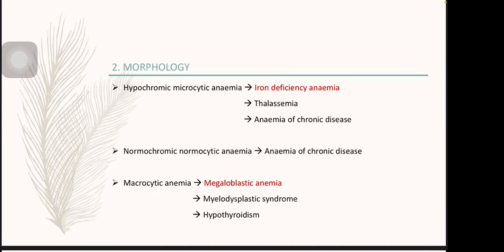So these RBC indices are judged subjectively by visual inspection on peripheral smear, and also based on the lab findings such as mean cell volume, mean cell hemoglobin, and also red cell distribution width.